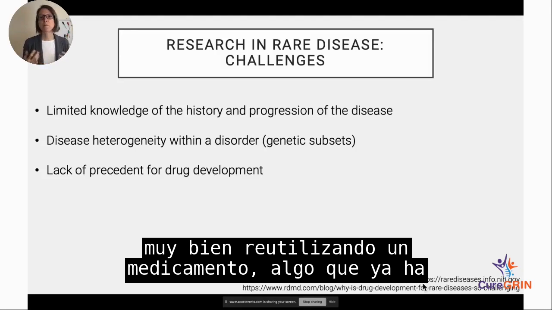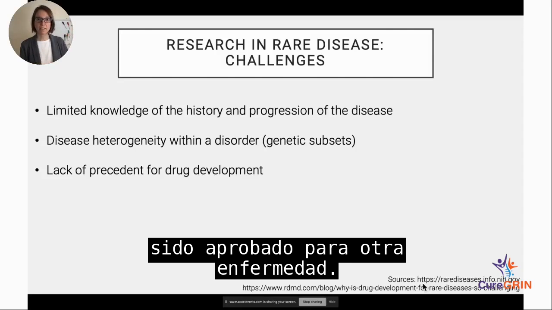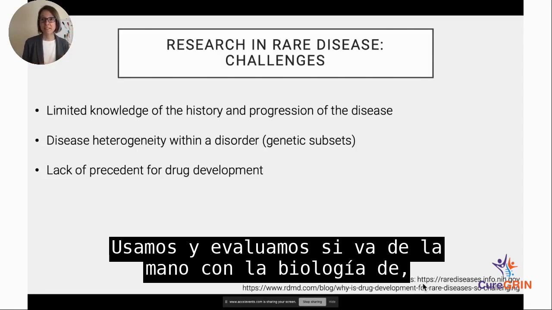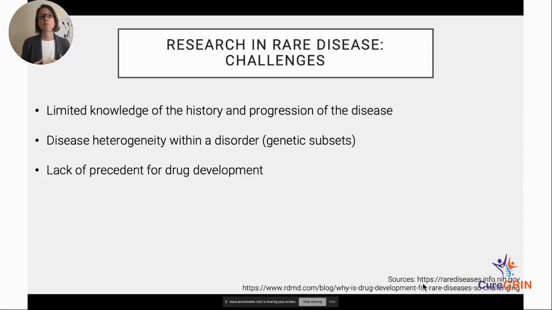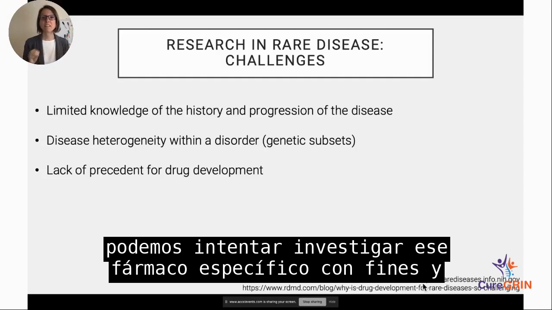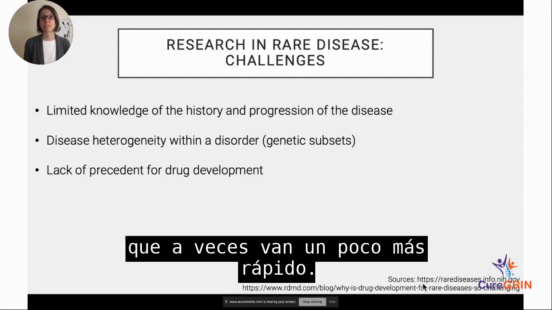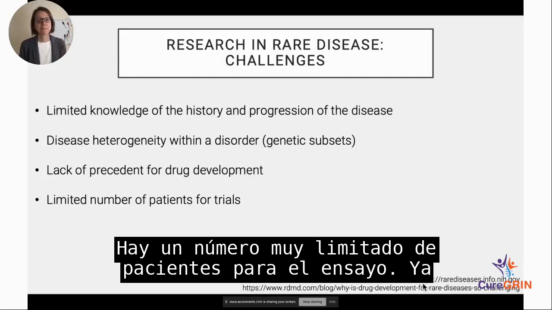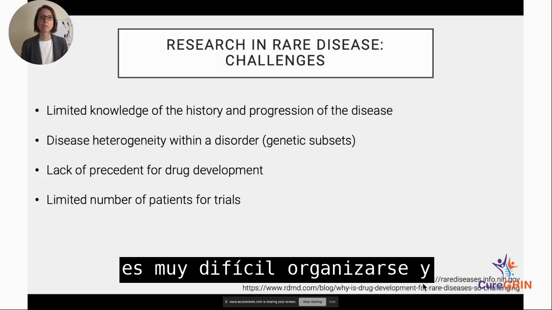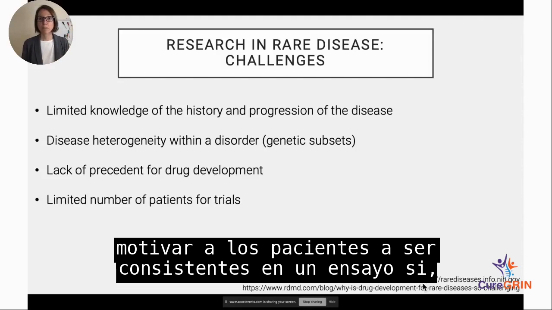Currently, it's working very well to repurpose a drug, something that has already been approved for another disease. We assess if it goes together with the biology of, let's say, GRIN, and we can try to investigate that specific drug and repurpose it. And that sometimes goes a bit faster. There is also a very limited number of patients for trials. It's very hard already to organize and to motivate patients to be consistent in a trial.